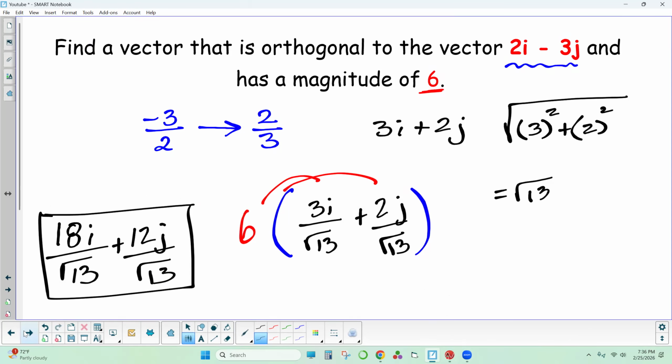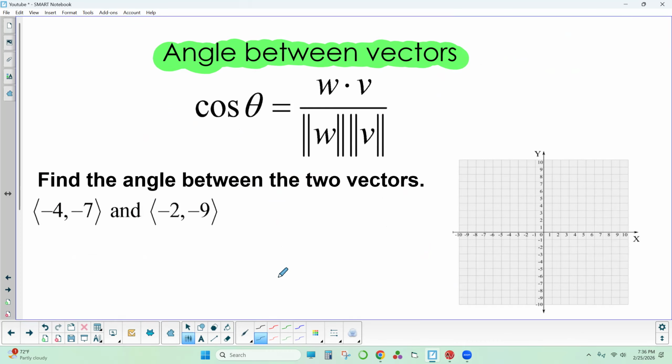All right, I want to finish up with finding the angle between two vectors, okay? This includes dot product, and you'll most likely learn this at the same time. So what I have over here is a coordinate plane, and I'm going to do a rough sketch of these two vectors on the coordinate plane. Okay? I'm going to graph the first one. I'm going to start at the origin, and as you can see, the components say -4, -7. I'm going to go left 4 and down 7. And there's my first vector.